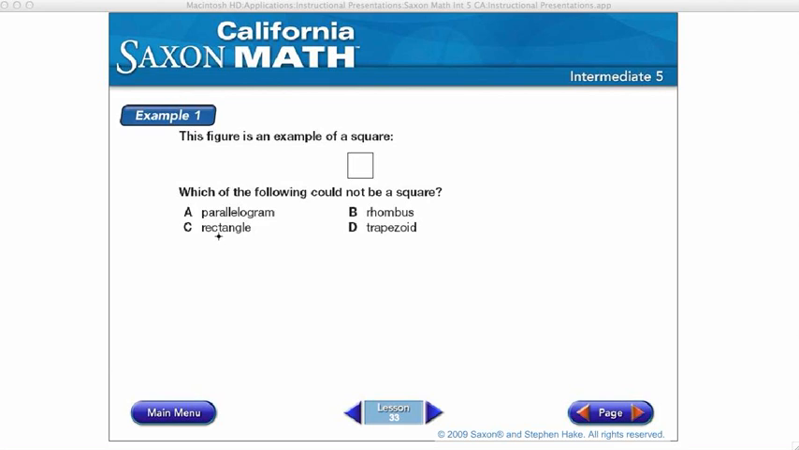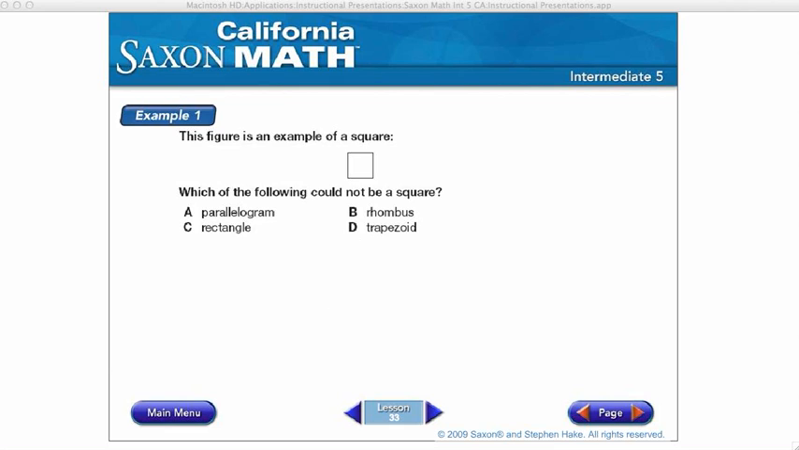Okay, C, a rectangle. A rectangle has 4 congruent corners. They're all 90 degrees. Well, in a square, all of my corners are 90 degrees. So a square can be a rectangle, or is a rectangle.